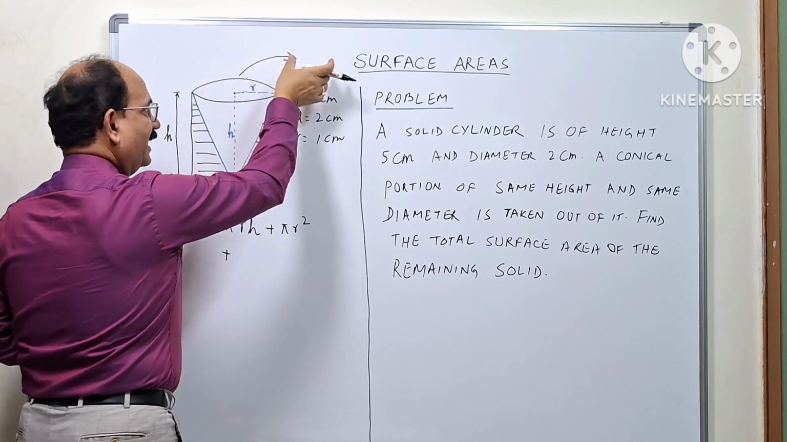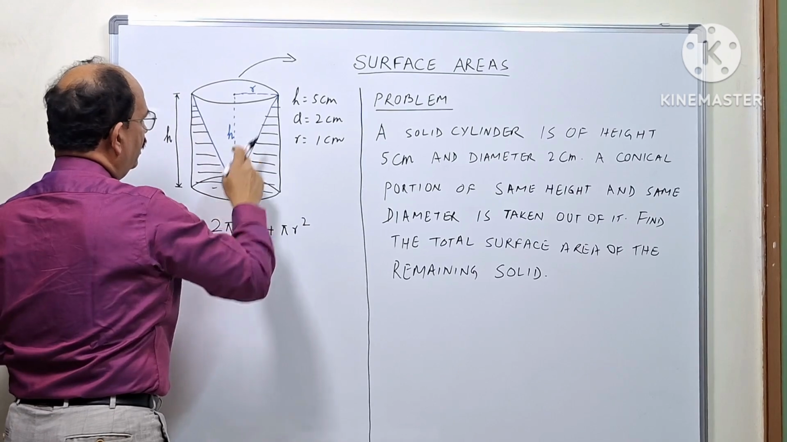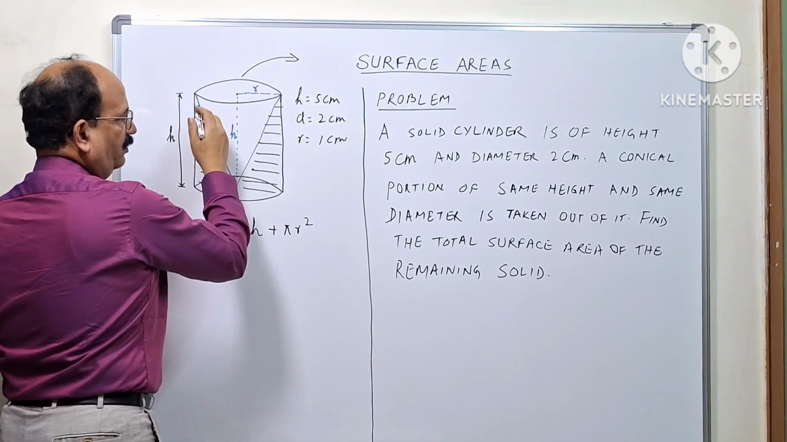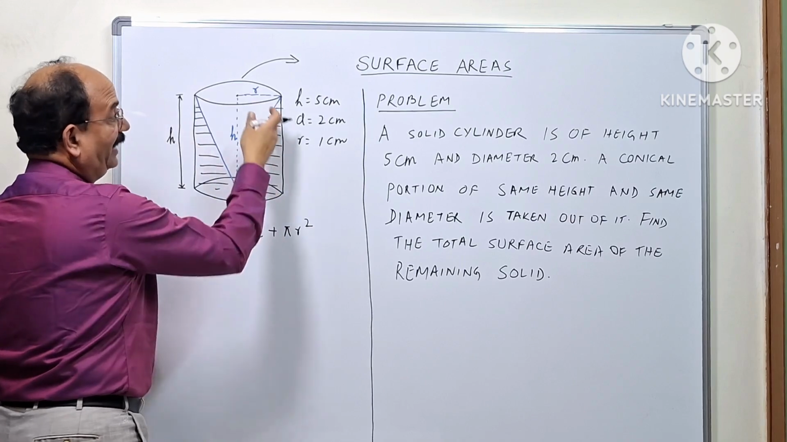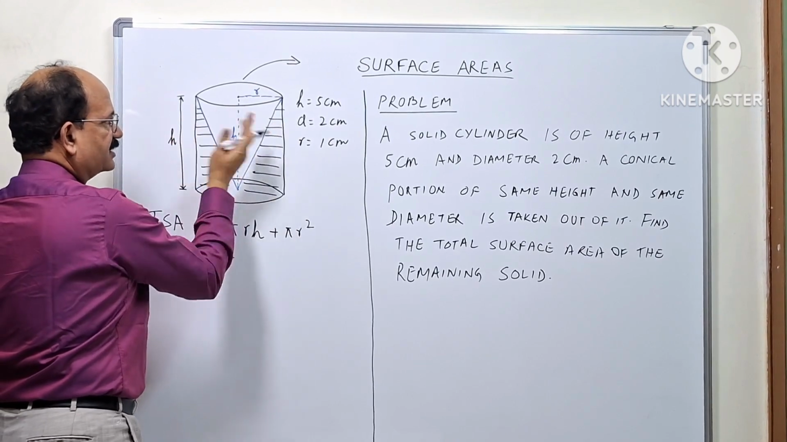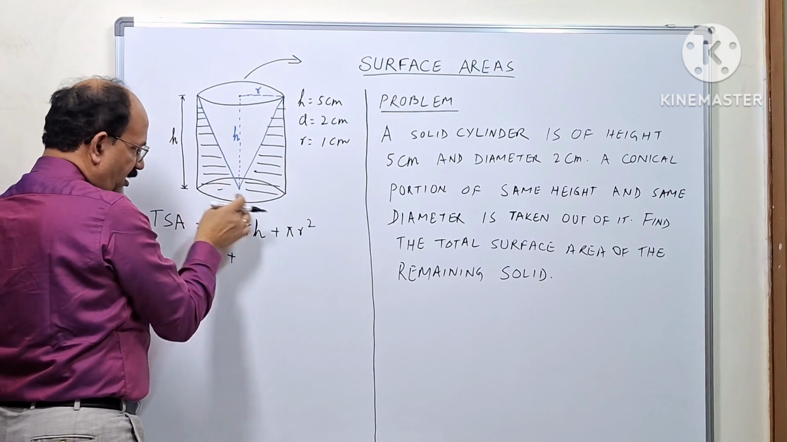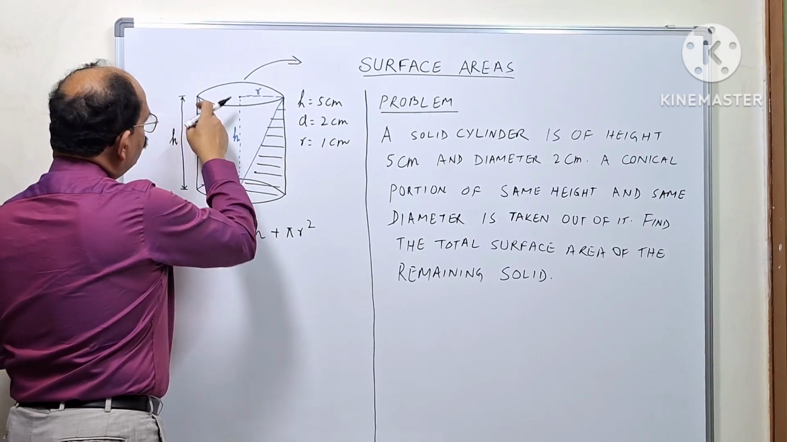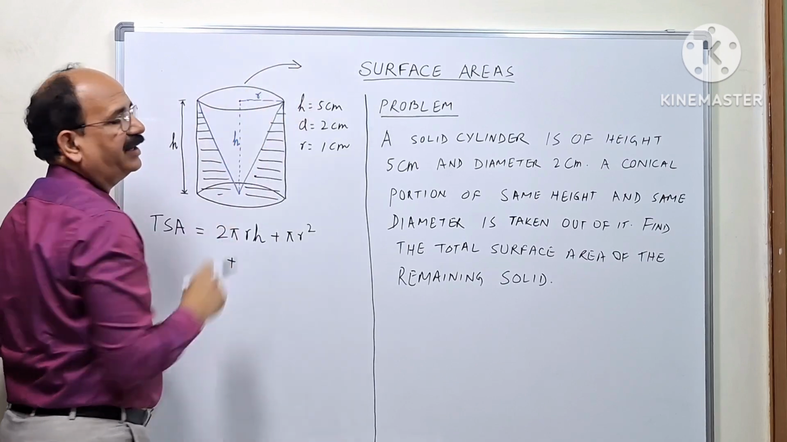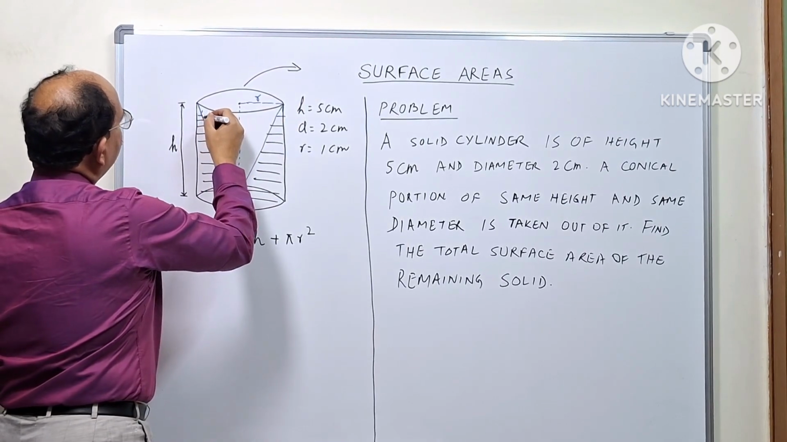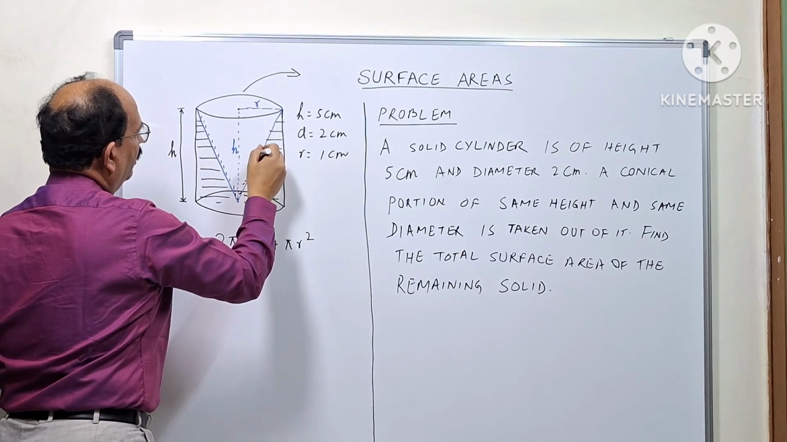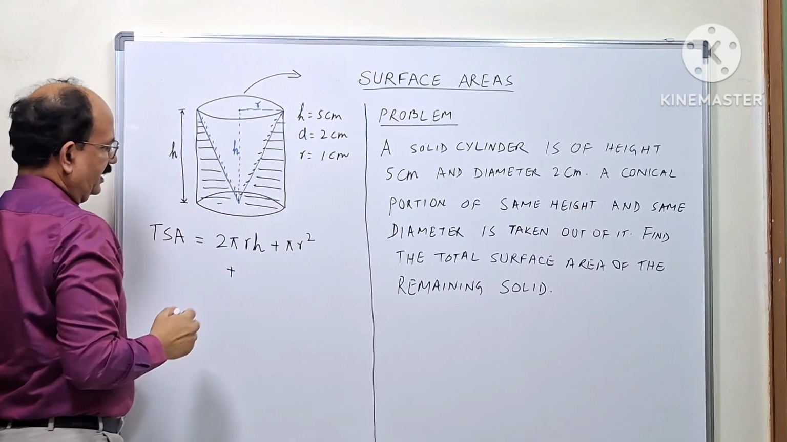When this cone has been taken out, the internal area of the cone shape is still available. Suppose you have to paint this remaining solid: you will paint the outer curved surface of the cylindrical shape, you will paint the lower base circle, and you will also paint the inner part of the conical shape from which this conical solid has been taken out. So this area will also be forming part of the total surface area.